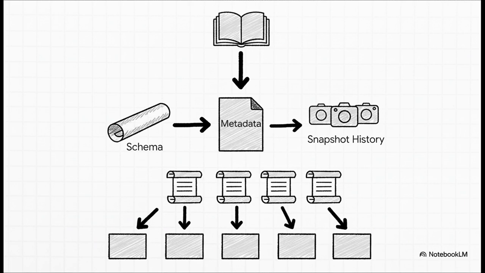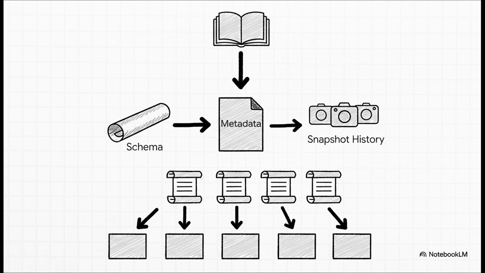This whole thing works because of a really clever, layered metadata structure. It all starts with a catalog, which is kind of like an address book that just points you to the current metadata file for your table. That metadata file is the absolute source of truth. It holds the schema, the partitioning rules, and the complete history of all the snapshots.